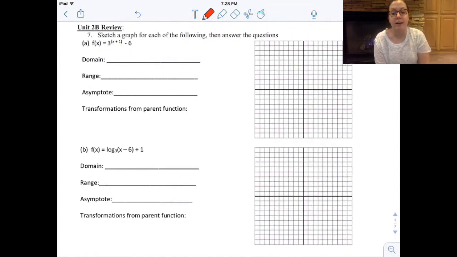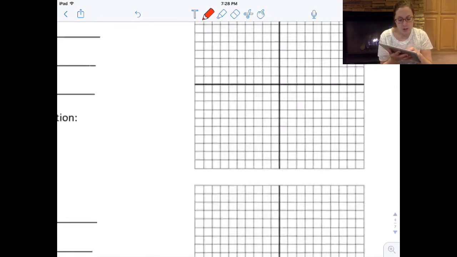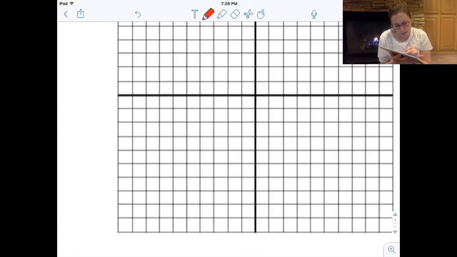If you put this in your calculator and sketch it, you should see that there's an asymptote at -6. And the way I know that, and I'm just going to show you guys my graph, is, it's a little hard to see, but there's my graph. And notice that's where it kind of approaches but doesn't hit.